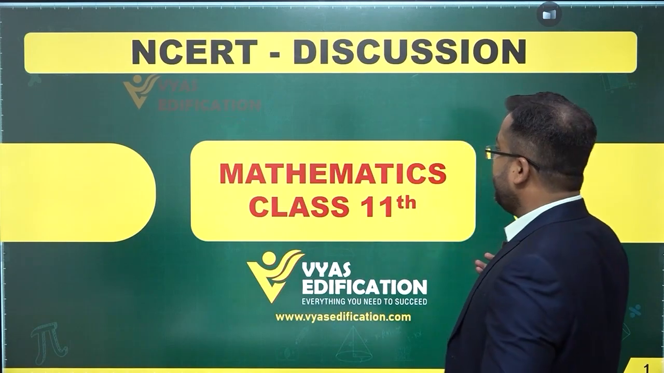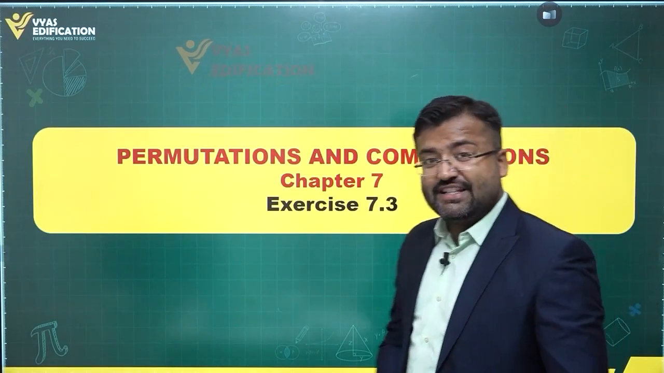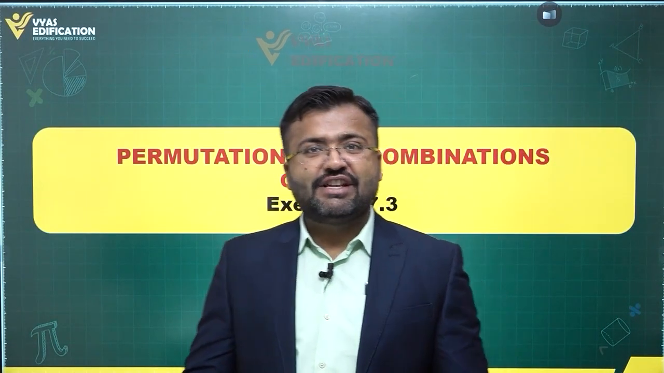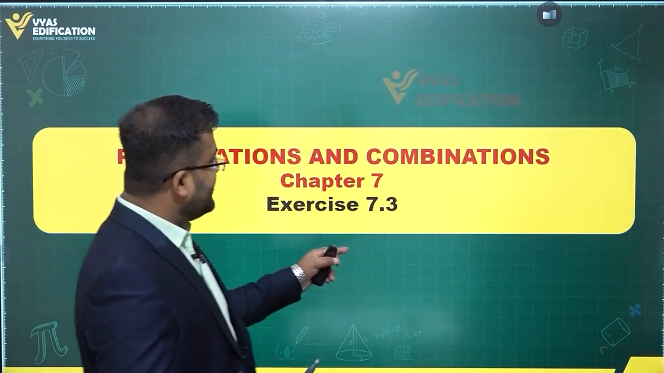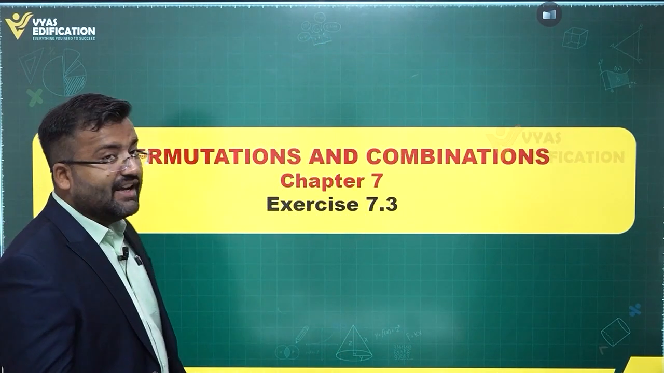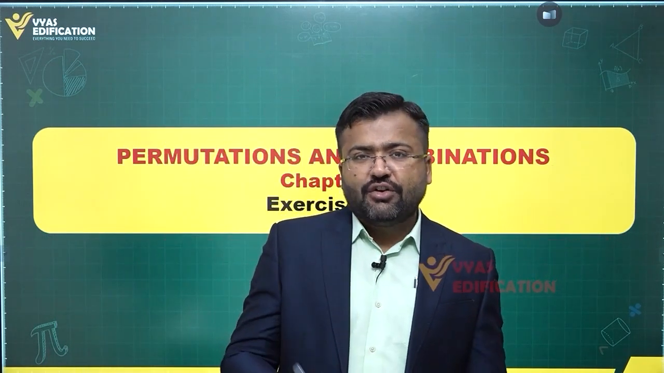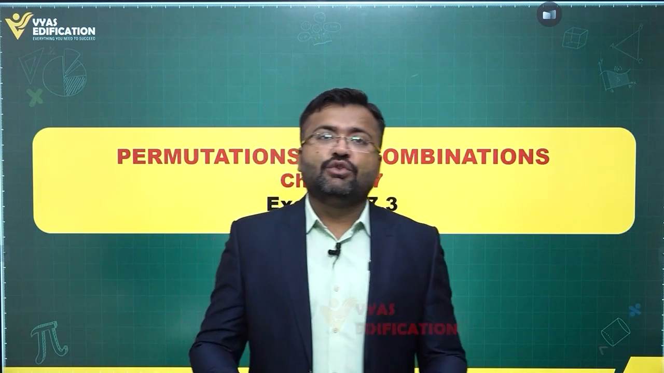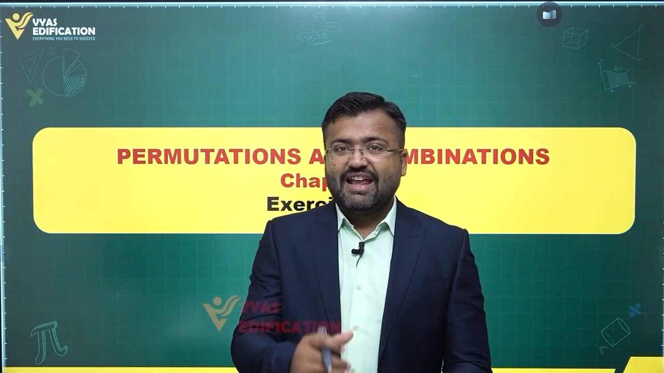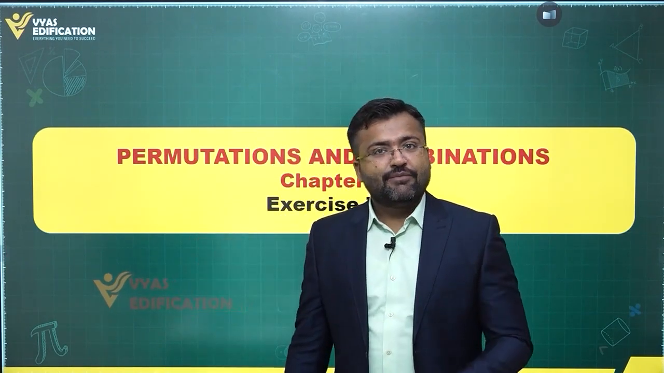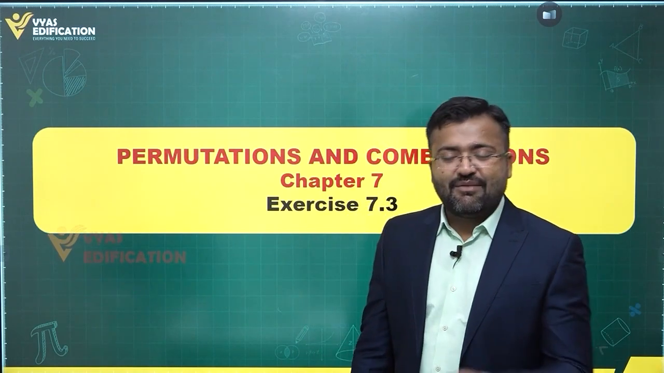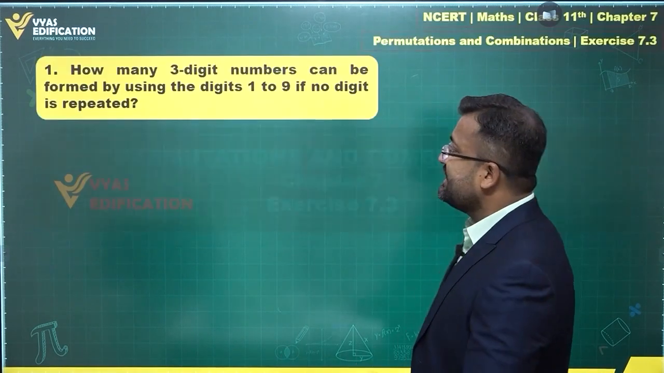It is time to continue further with NCERT class 11th, and yes, we were seeing the chapter permutations and combinations, the lovely chapter, and it is time to move on to exercise number 7.3 over here. This exercise, mind you, is based on permutations. That is permutation of different objects, alike objects, and all of those things will come over here in this exercise number 7.3.